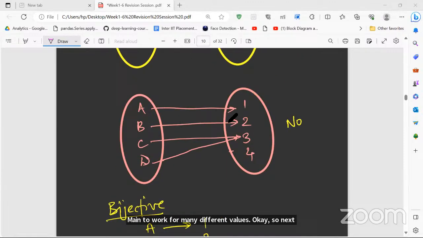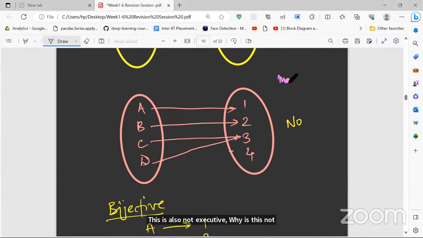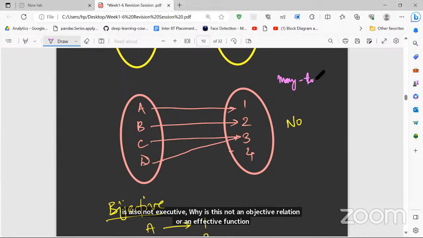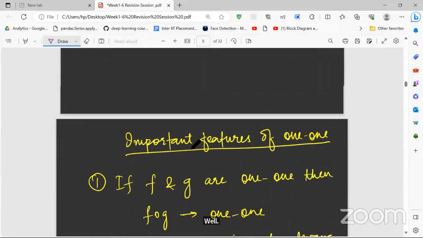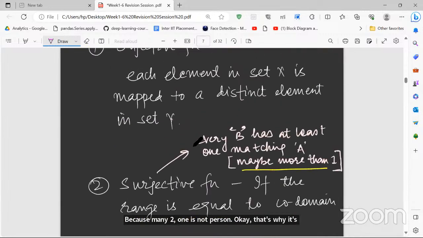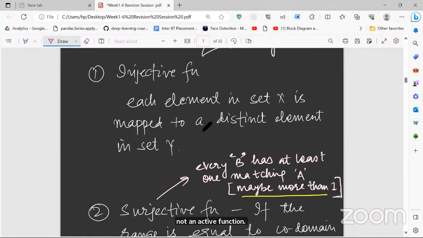This is also not injective. Why is this not an injective relation or injective function? C and D are pointing to the same value. Correct. Because many to one is not possible, that's why it's not an injective function. And there are other methods also to check an injective function that we will discuss in later parts.